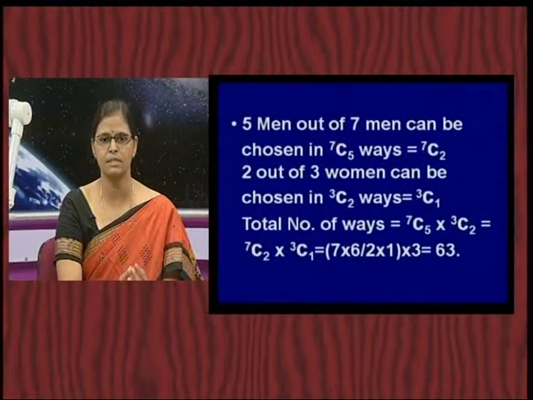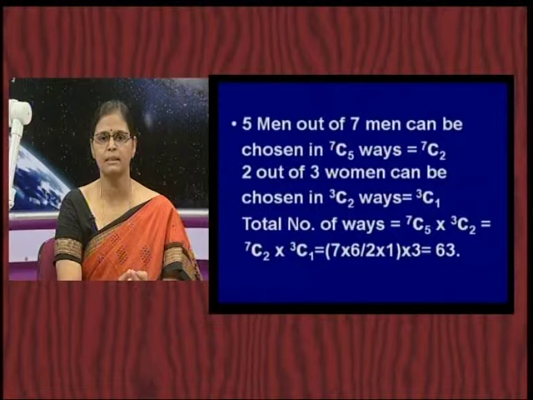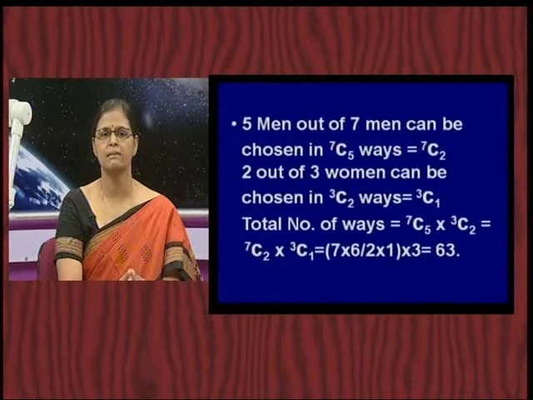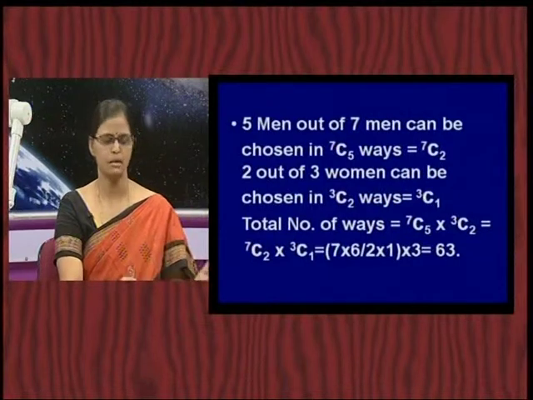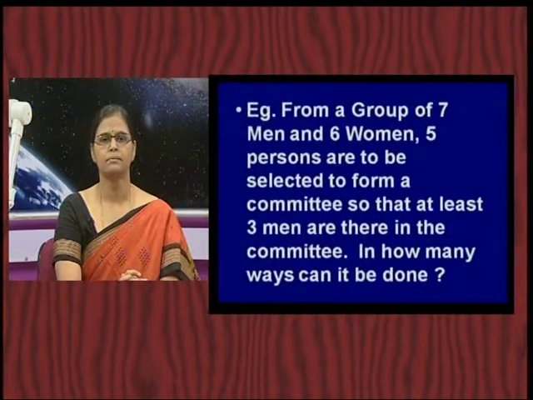Okay. So now this particular problem, 5 men out of 7 can be selected in 7C5 ways and 2 women out of 3 can be selected in 3C2 ways. So, total number of ways will be 7C2 into 3C1. Next problem.